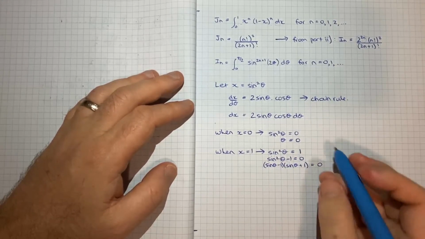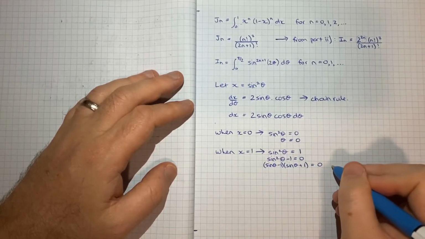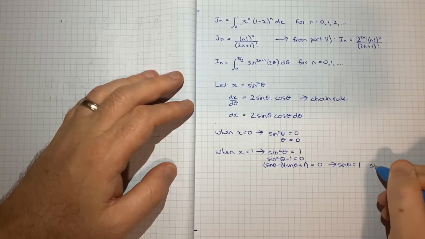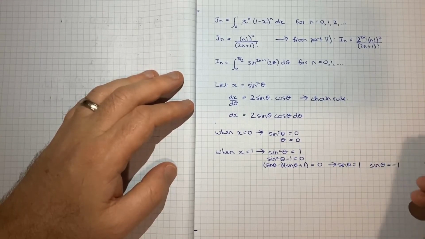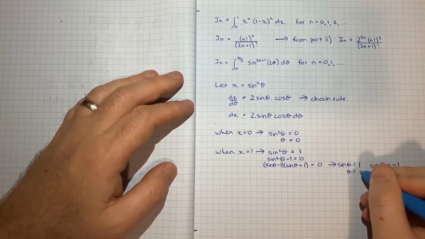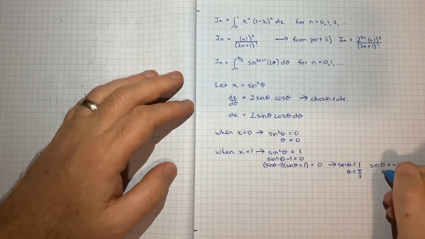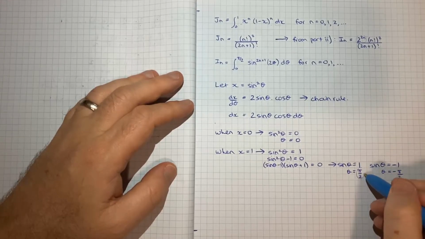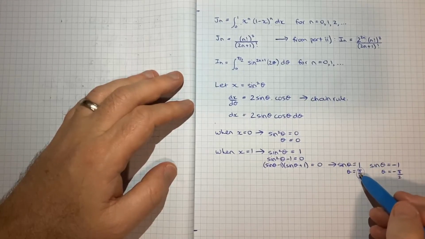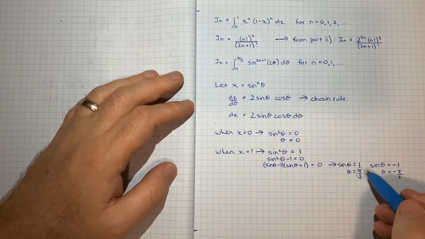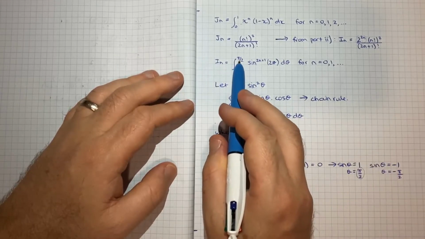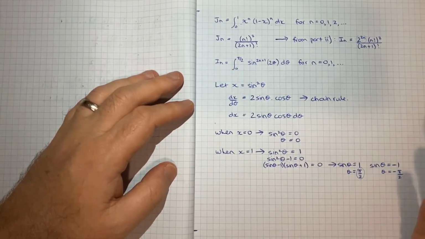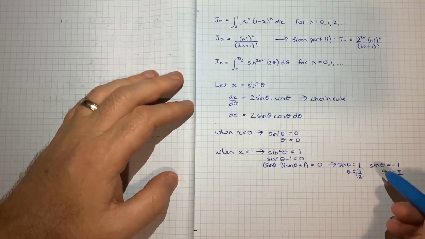And you get two solutions here. You get sine theta equals 1 and sine theta equals negative 1. So you get theta equals pi on 2 and theta equals negative pi on 2. But we'll just take the pi on 2 here. And the reason I kind of know that's the one I want to take is because I want an integral with pi on 2 at the top. So that's the logic there in taking that solution.